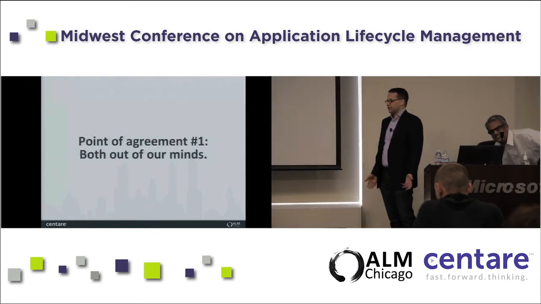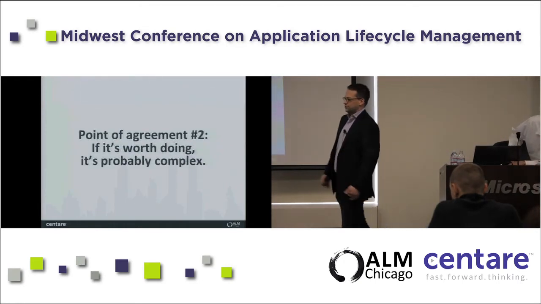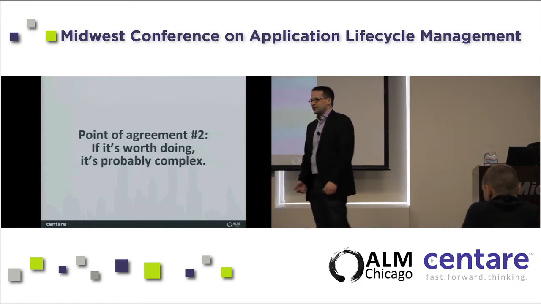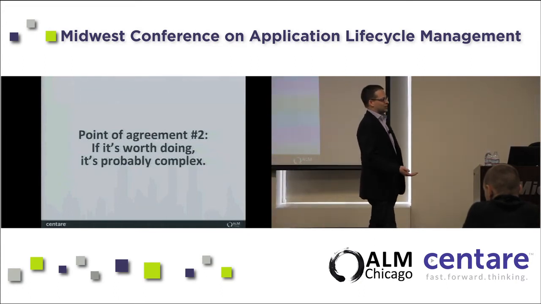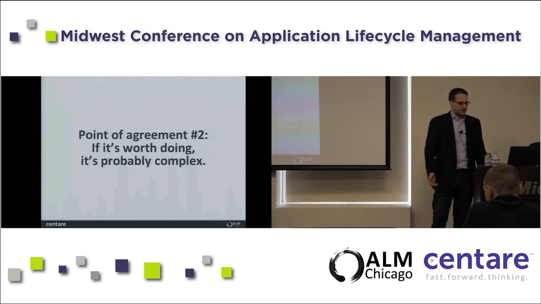So our first point of agreement is that we're nuts. Second point of agreement is that if it's worth doing, it's probably complex. So they're thinking it's too complex to not plan. We're thinking it's too complex to plan. And at least we agree on the fact that it's complex.